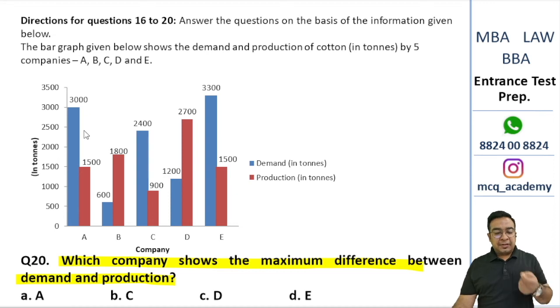So the largest difference exists between A, this will be equal to 1500. For C, this is equal to again 1500. But for E, this is equal to 1800. Therefore, you would mark E as the answer, which is given in option number D. So D is the answer to this question.